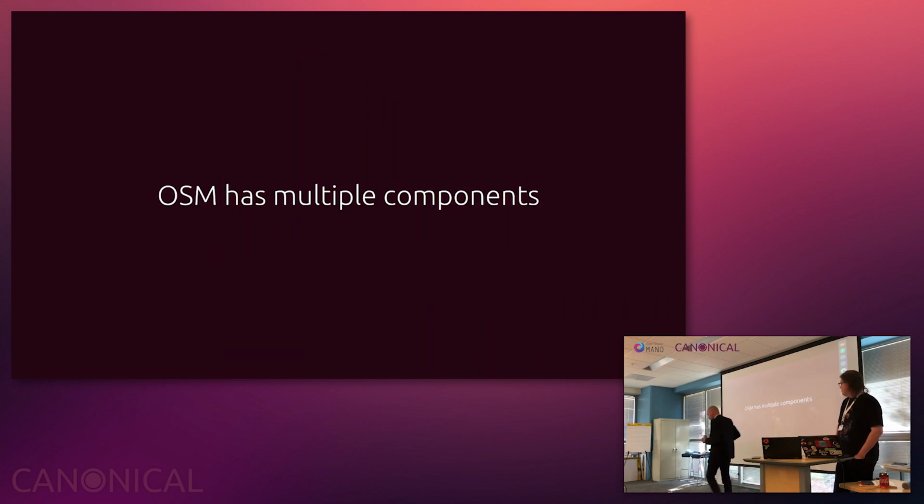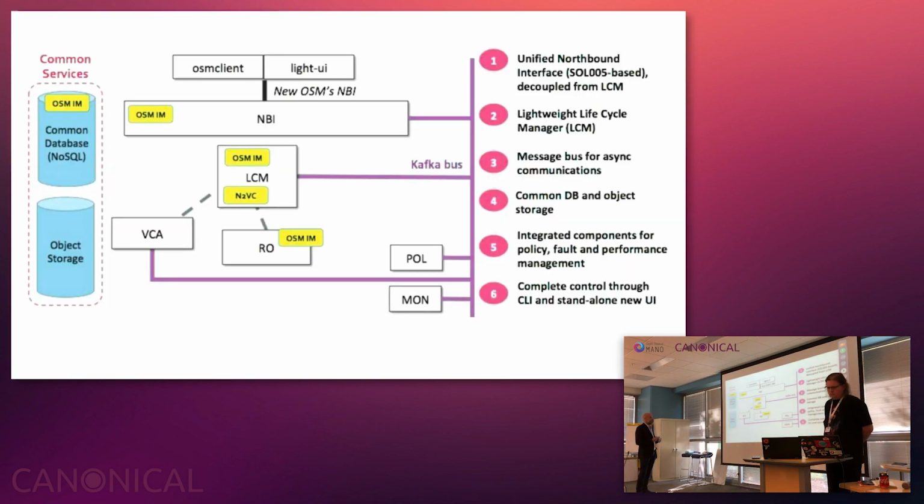go and deploy OSM. But OSM actually has quite a lot going on, right? So here's a picture of R5. This bus is software, right? We need to stand up Kafka. Pol and monitoring, what are those? Modules. Yep. Software. RO, that's a piece of software. VCA, that's Juju, that's a piece of software. LCM, that's a piece of software. NBI, we've got databases, we've got all sorts of things that we have to stand up on top of Kubernetes to have OSM on top of Kubernetes.